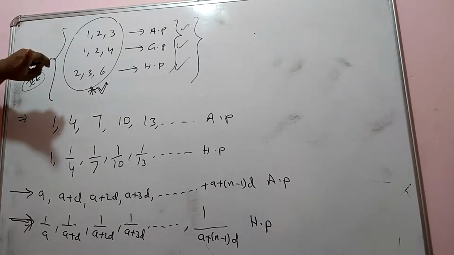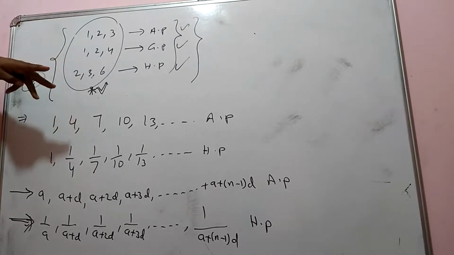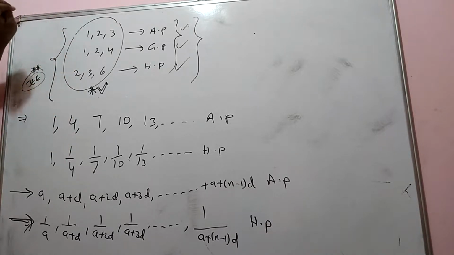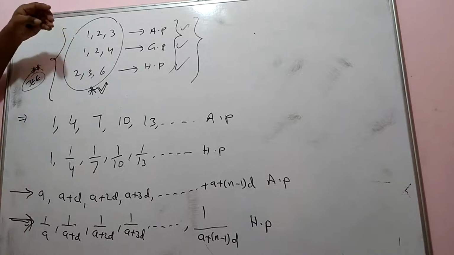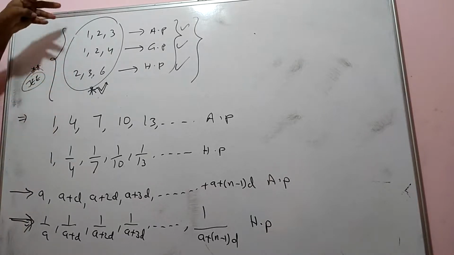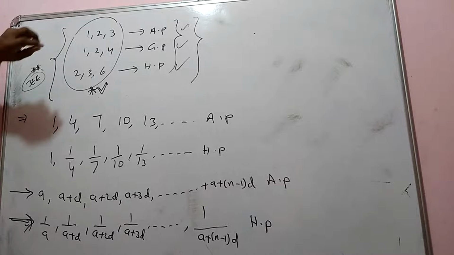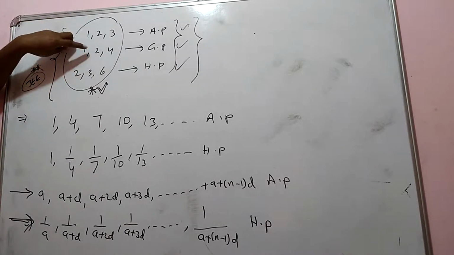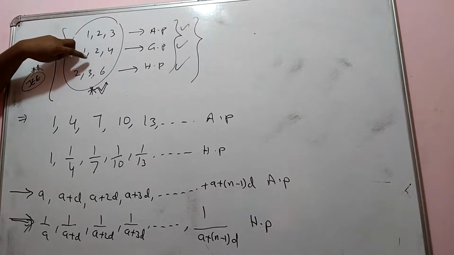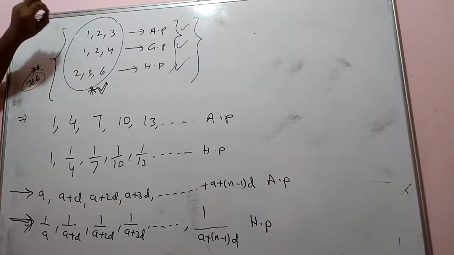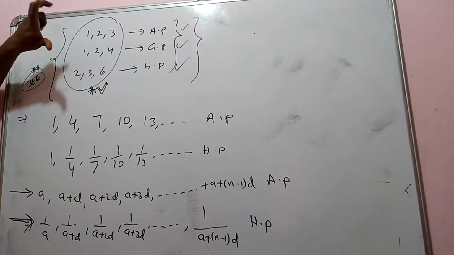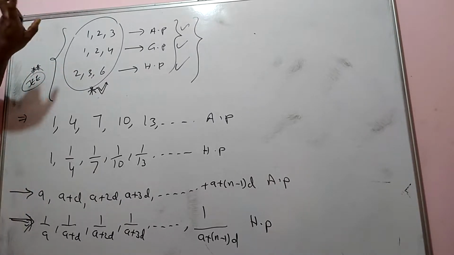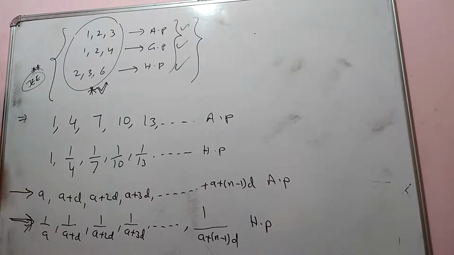Whenever you see a question with AP, GP, HP, in September 2020 also they asked questions based on this. Questions came just recently. So if anybody knows this trick, the problems will be solved very easily. Remember that AP means 1, 2, 3, GP means 1, 2, 4, HP means 2, 3, 6. Just put these values in the options. Which option satisfies the given condition? That option will be correct.